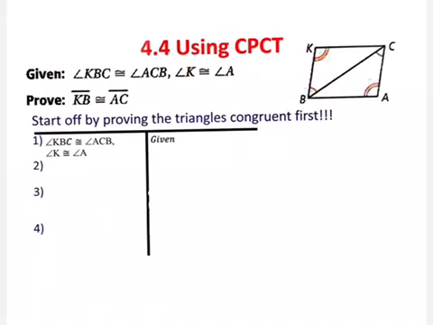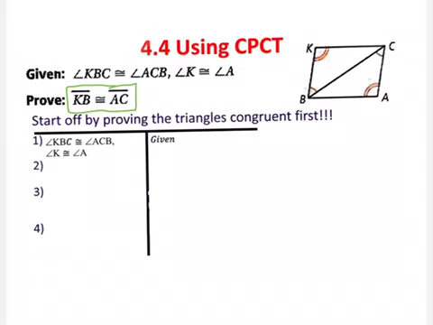So in this proof, we're given that angle KBC is congruent to angle ACB, and angle K is congruent to angle A. So we start our proof off there. But notice here they're asking us to prove that the two segments KB and AC are congruent. The only way I'm going to be able to do this is if I first show the two triangles themselves are congruent, and then I make the connection between their corresponding parts. So let's look at the diagram.